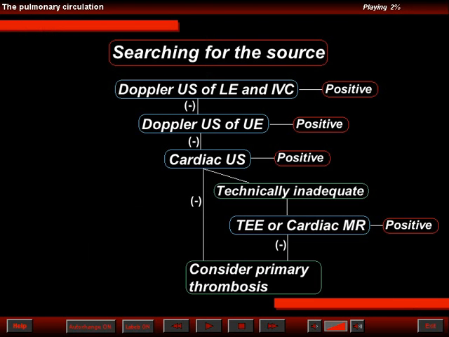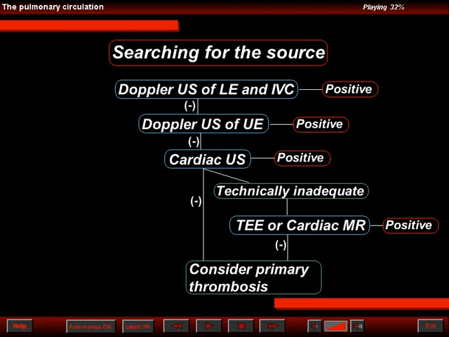If CT venography was not performed, the study recommended is Doppler sonography of the lower extremities, since this is the origin of 90% of the emboli that go to the lungs. If the Doppler ultrasound of the lower extremities is negative, other sources should be investigated, such as the upper extremity veins, the right heart chambers, the inferior vena cava, and sonography of the upper extremities and/or echocardiography are the next steps to be followed.